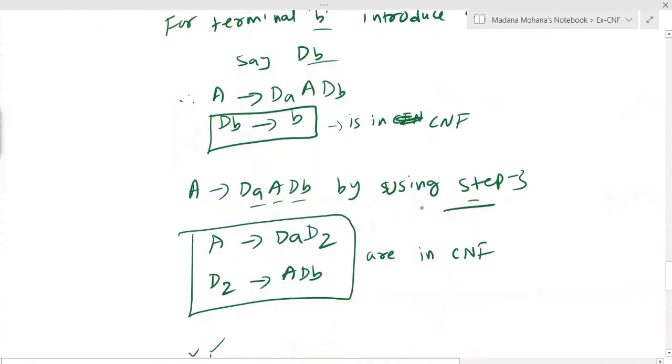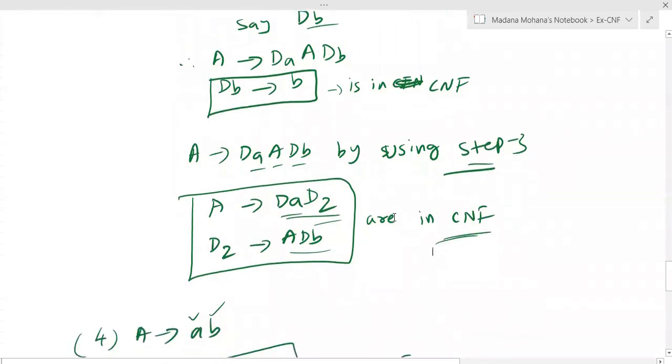Now by using step 3, we have to split, because there are more than two variables on the right hand side. Now A derives DA remains the same. Now A DB is substituted by introducing a new variable, let us say D2. D2 derives A DB. Now see this one: A derives DA D2, two variables length, and D2 derives A DB, two variables length. So both are in CNF. Now all A productions are reduced to CNF.